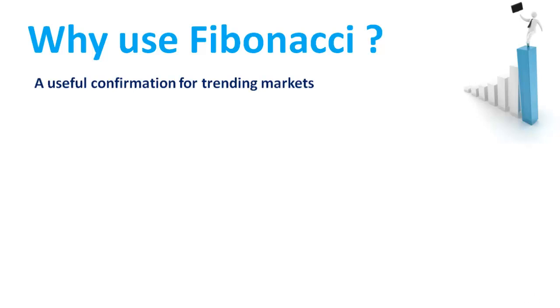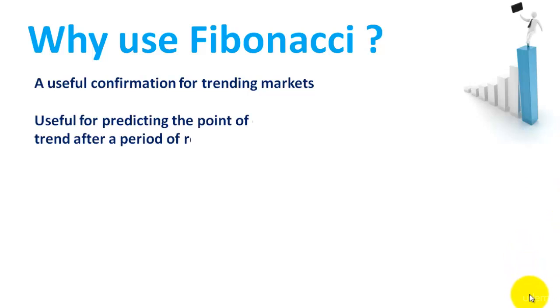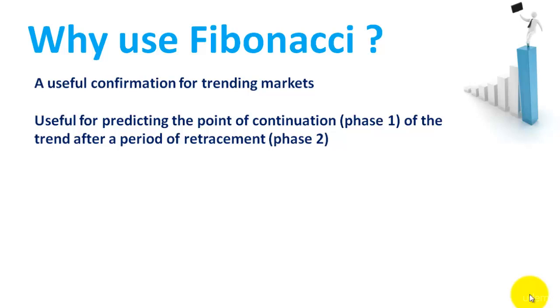But first things first, we want to tell you exactly why we use Fibonacci, and it is a useful tool for objectively ascertaining the percentage that price action has retraced before the continuation. And we can do this in trending markets, so it's a fantastic accompaniment for trending markets. We can't use it in range-bound markets, really.